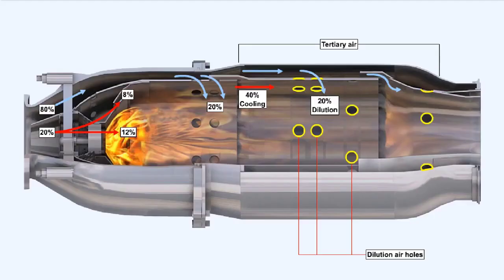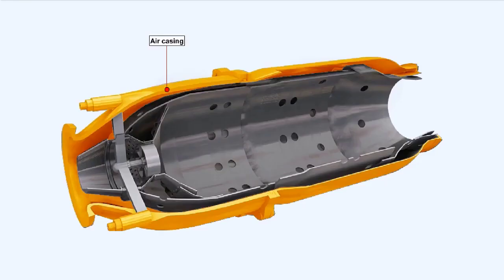The remaining 60% of the total air coming out of the high-pressure compressor is progressively introduced into the flame tube through corrugated joints and dilution air holes in the flame tube. This air is called tertiary air. Tertiary air is used to cool both the air casing and the gas exiting the chamber.